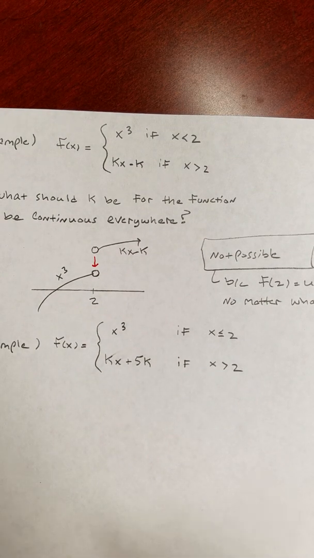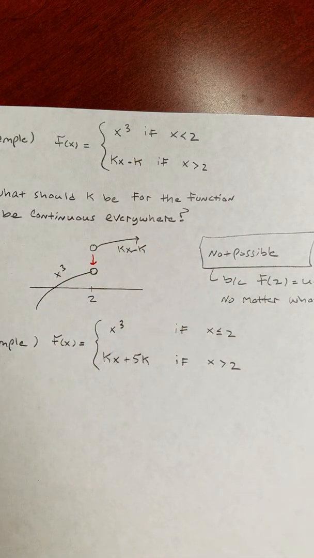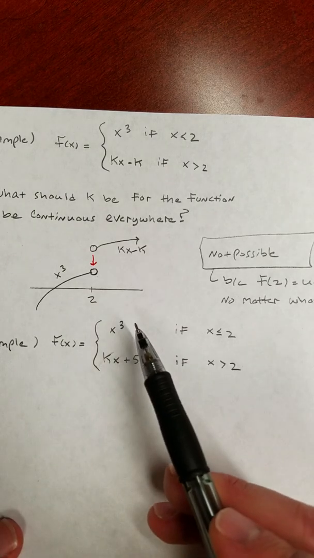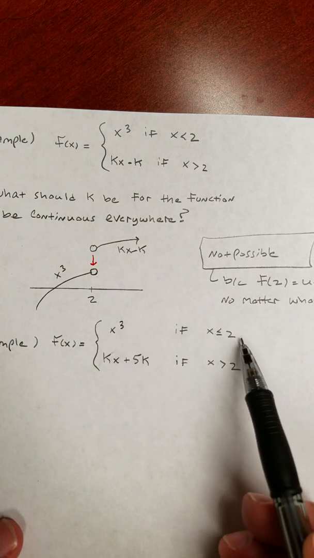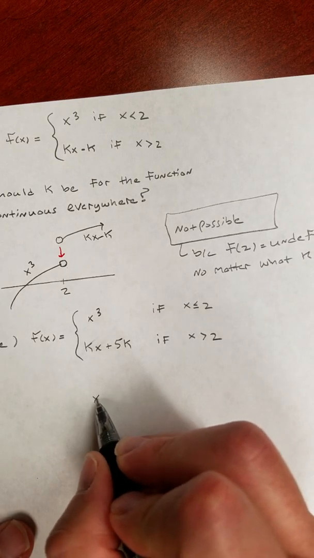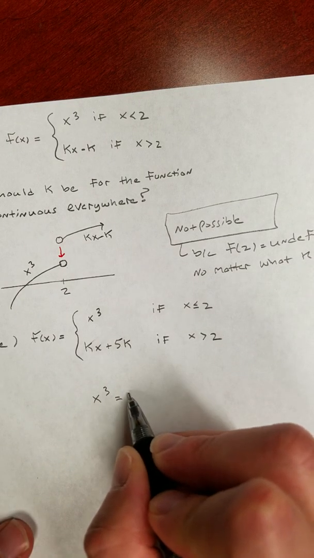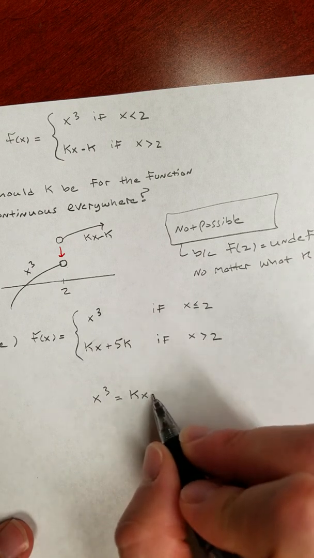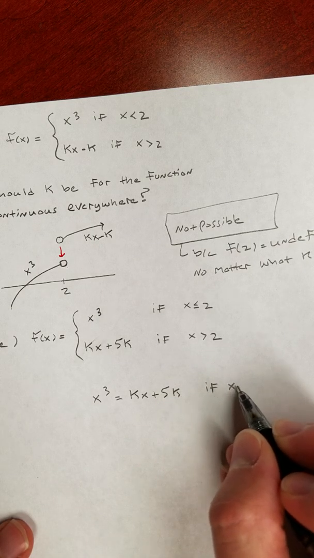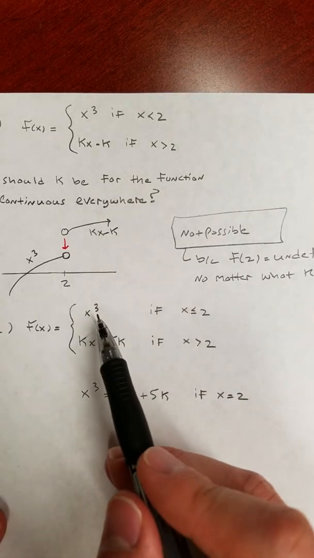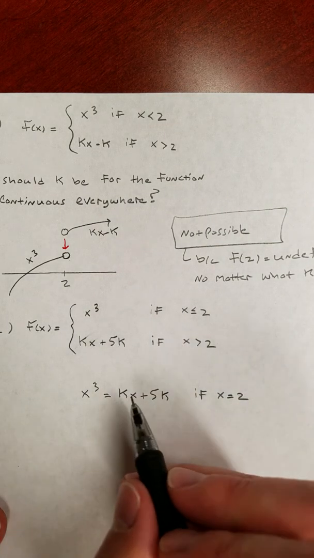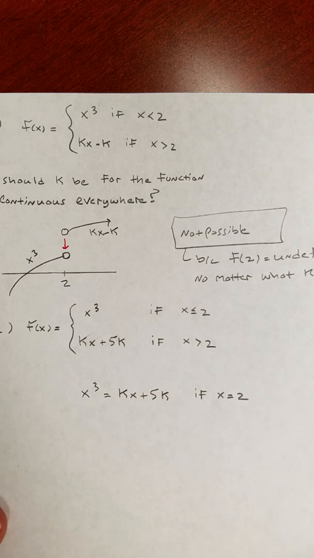Now, I'm not going to redraw pictures and that sort of thing, okay? Because the concept's the same. We need these to agree with each other at that split, okay? So I need x to the third power to be equal to k times x plus 5k if x is 2. This one's going to have to leave off where that one picks up at 2. You'll adjust the number k so that that happens.